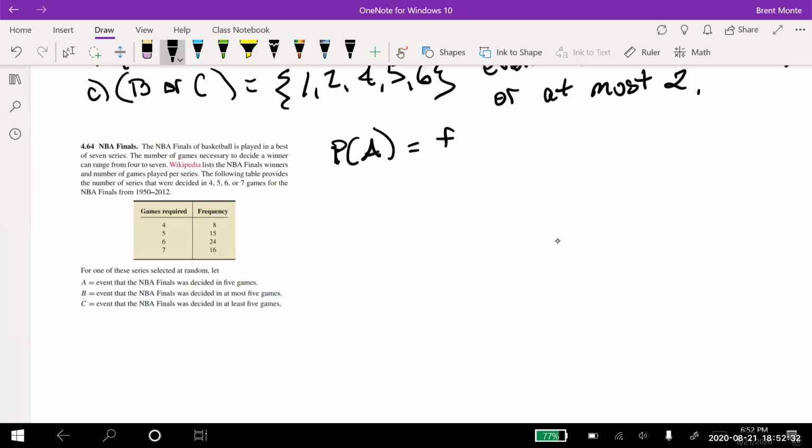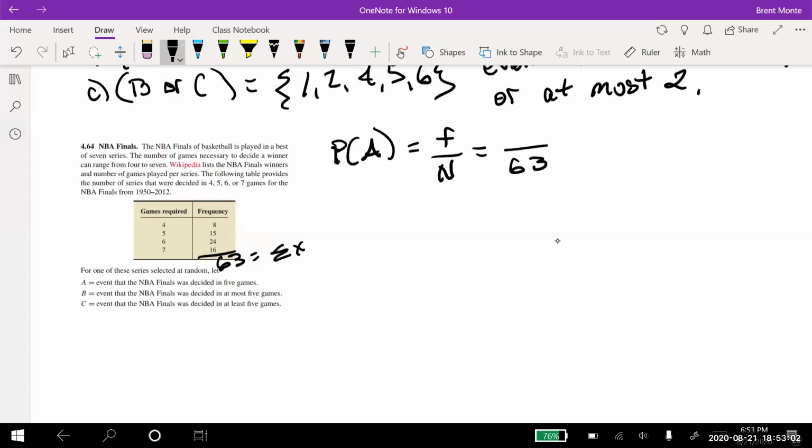Again, F over N rule. Well, we have to figure out how many games there are. I'm just going to add these up on my calculator. So we've got 8 plus 15 plus 24 plus 16. And I've got 63 games. That was the sum of X. Okay, so that's my total frequency. And so I've got 63 series.